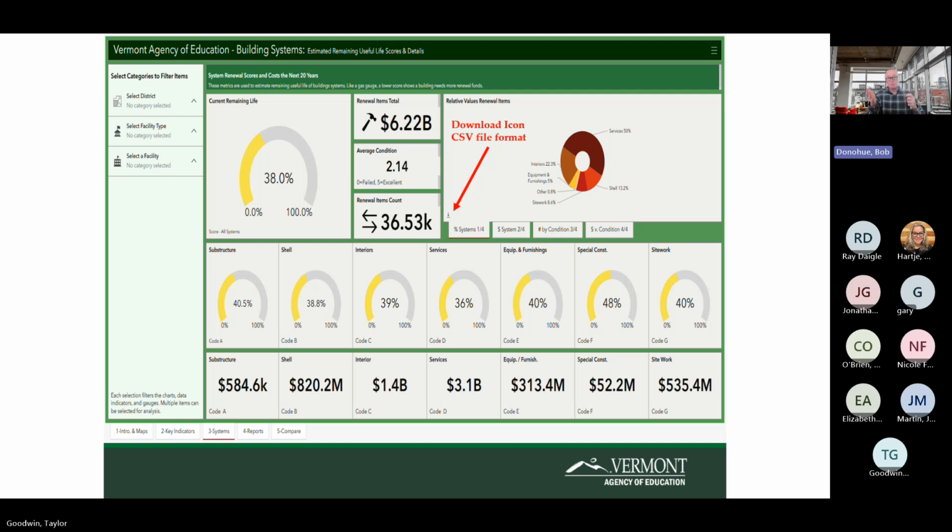So the speedometer gauge, some people like because it is a graphical way to quickly get a feel for what things are. And then below those speedometer gauges, you have the actual dollars for each one of these uniformat systems of substructure, shell, interior, and so on.